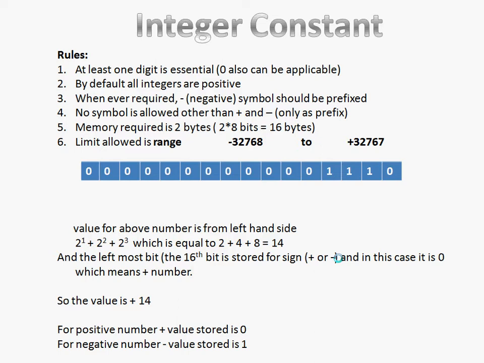0 can also be used. When we declare an integer constant, the value of it must be passed as an input compulsorily, and by default all the integers will be positive integers, and whenever required we need to prefix negative in front of the number.